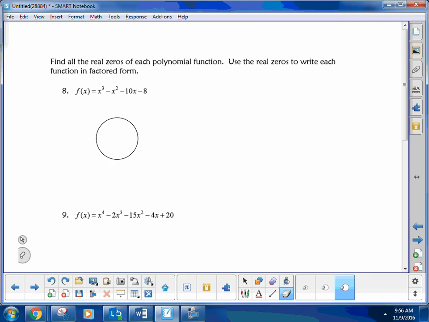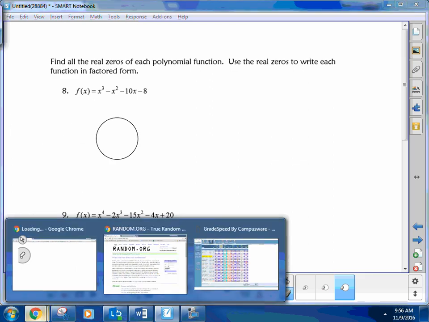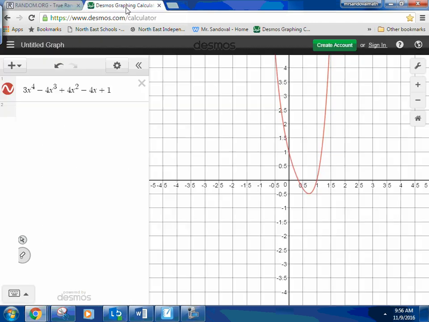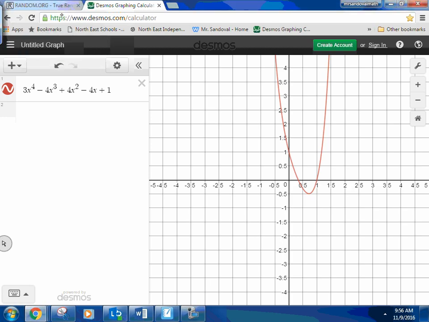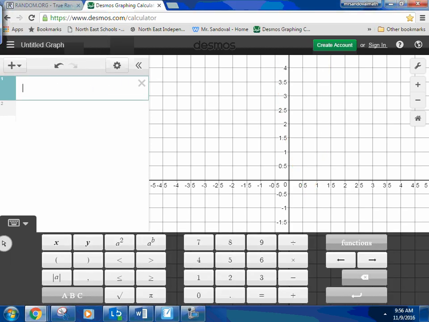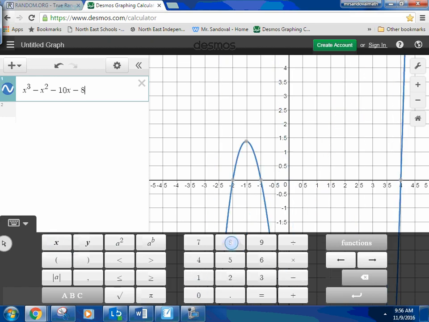Now, one thing I will require is that if you graph it and you get the solutions, you're going to be required to go ahead and actually synthetically divide to prove each one. So let me bring up my graphing calculator, and let me pause this for a second. And let's go ahead and graph it. So let me bring this away, and let's bring up the graph on this one. So we're going to discover what x cubed minus x squared minus 10x minus 8 looks like.